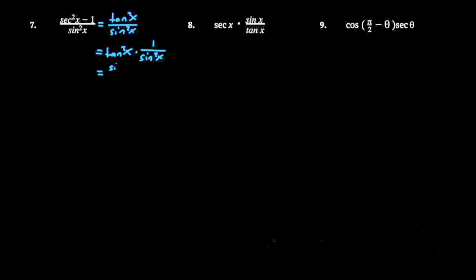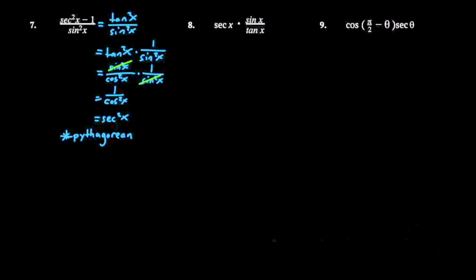Because you could also think of tangent as sine over cosine, so in this case sine squared over cosine squared. And then when we multiply that by 1 over sine squared, these just cancel out, so I'm left with just 1 over cosine squared. And of course that can be simplified further because 1 over cosine is the same thing as secant. So we used a Pythagorean identity right away.